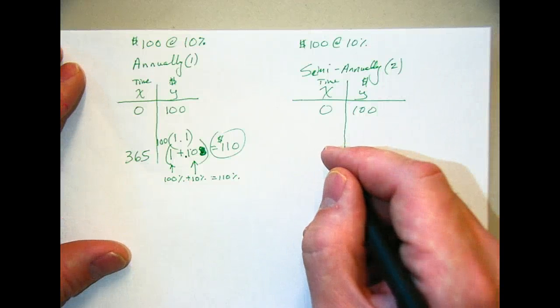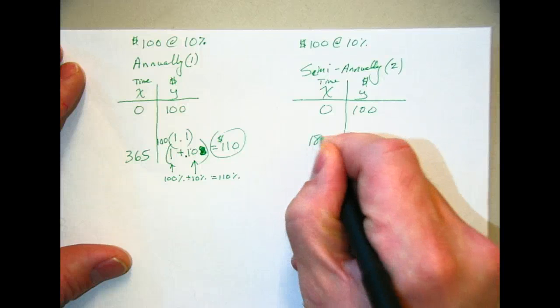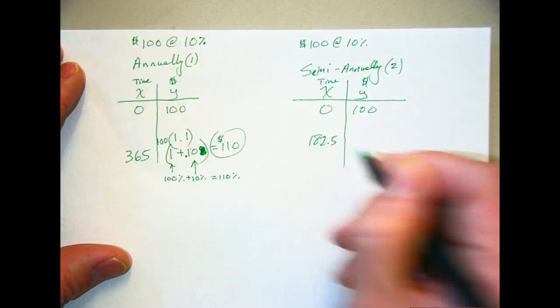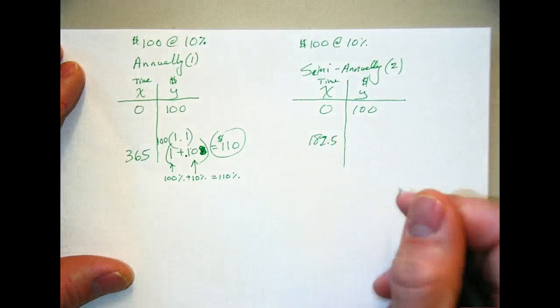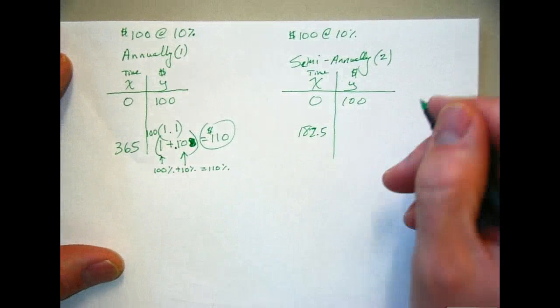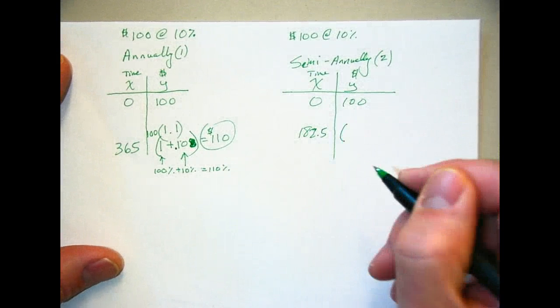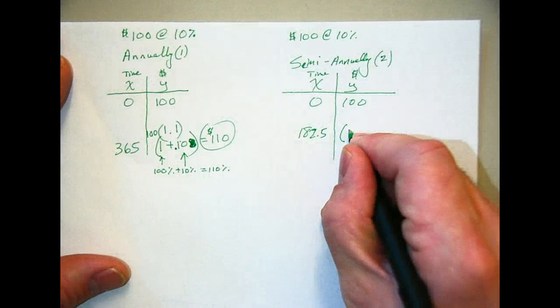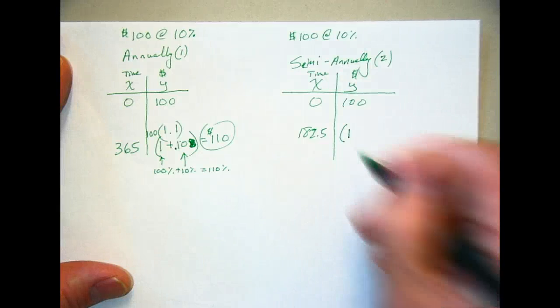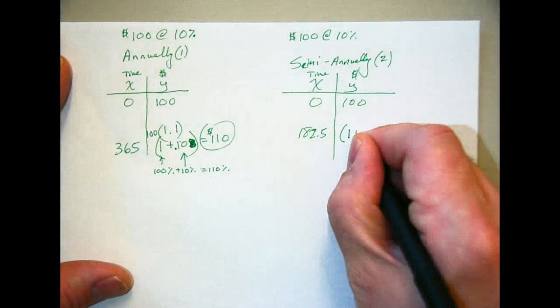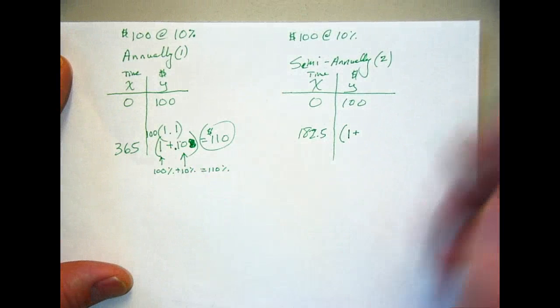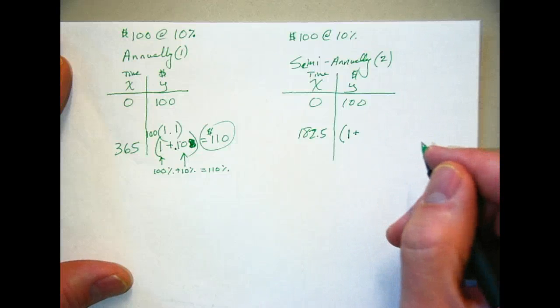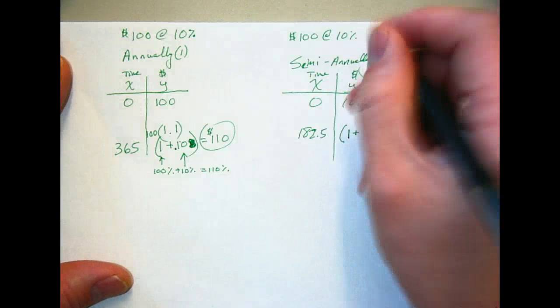182 and a half days. Halfway through the 182nd day, you are going to earn some money. You're going to get your original amount, which is what percent? 100%, or 1 in decimal form. Plus, are you getting 10%? Yes. No. You get 10% annually.